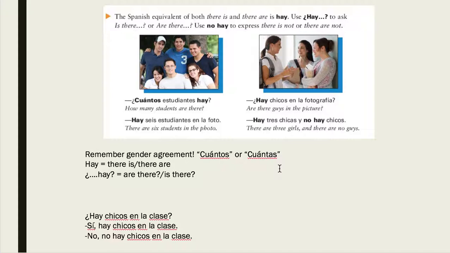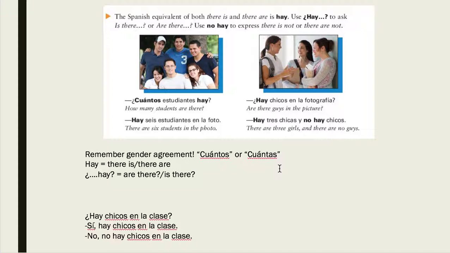To answer a question that asks how many or cuántos, we would answer by saying hay, the number, and then the noun. So for the question, ¿Cuántos estudiantes hay? We would say hay 6 estudiantes, because there are 6 students.